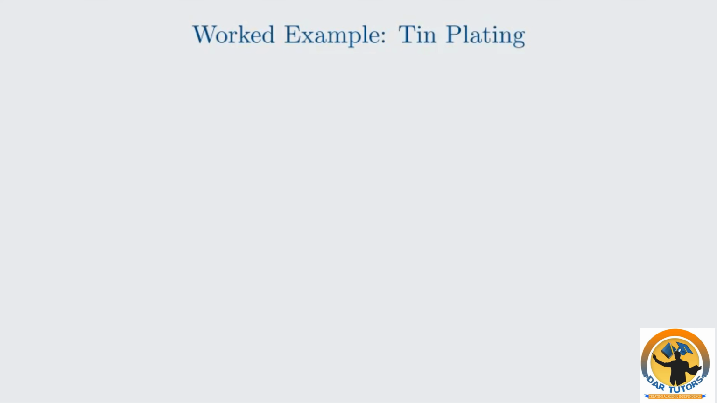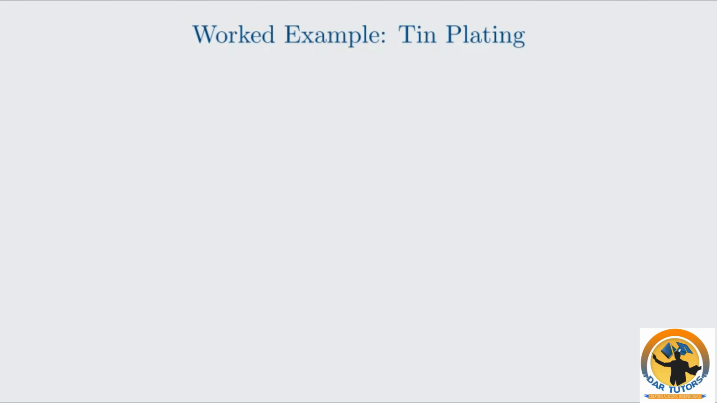Let's work through an IB-style problem on electroplating. Imagine we are tin plating a steel sheet. The problem states that a tin coating of 1.0 × 10^-5 meters thick is often used for food cans. Let's calculate the amount in moles of tin needed for one side of a 1.0 meter by 1.0 meter steel sheet.